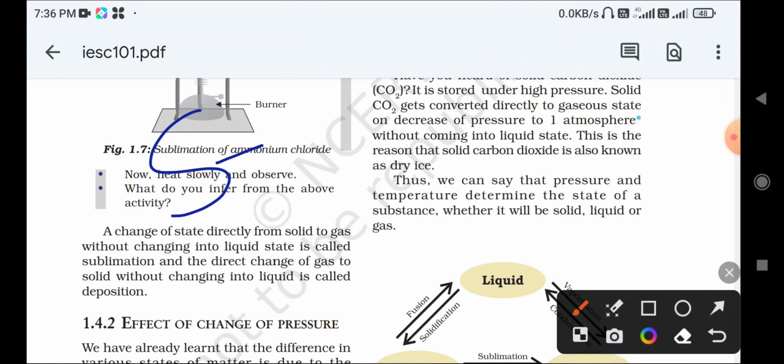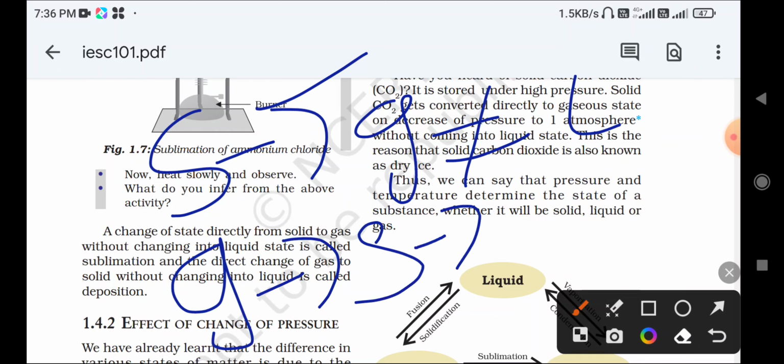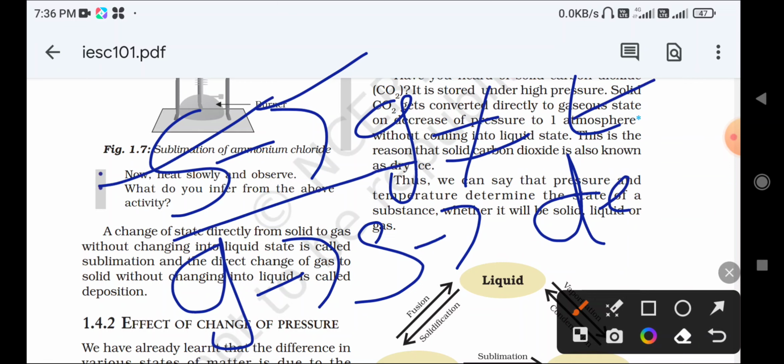What is sublimation? Solid directly changing into gas without changing into liquid is called sublimation. And what is deposition? Gas changing into solid state is called deposition. These are the two definitions. What are sublimation and deposition? You have to write this one time: the solid converting into gas without changing into liquid state is called sublimation, and gas changing into solid state is known as deposition.